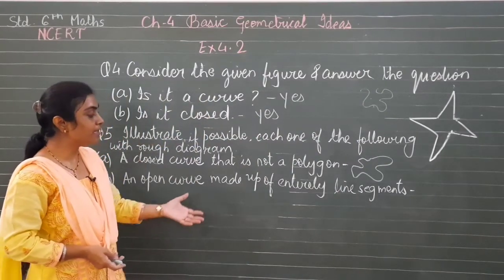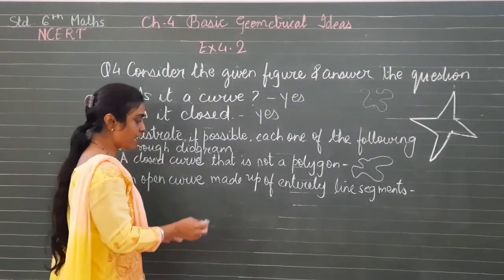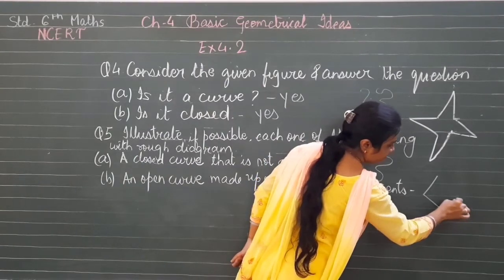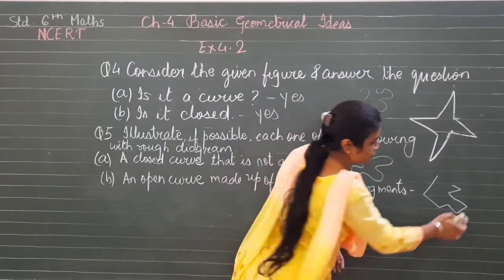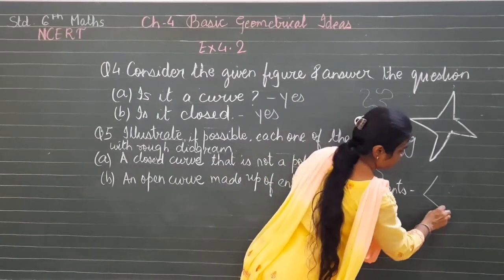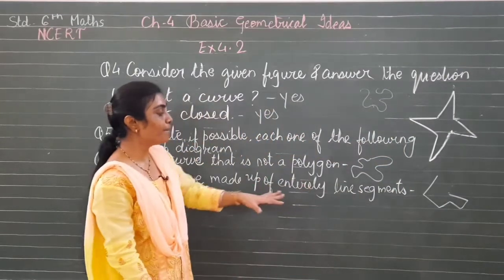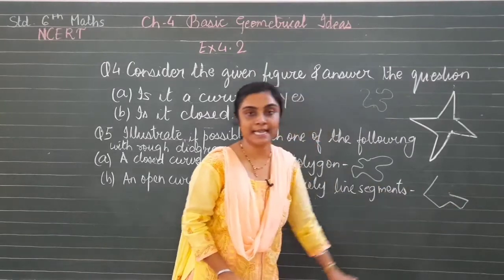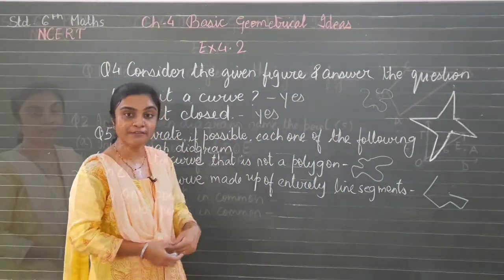Second, an open curve made up of entirely line segments. So we have to draw a curve, we will draw a curve. So this is an open curve which is made up of entirely line segments. So this was about question number 5.